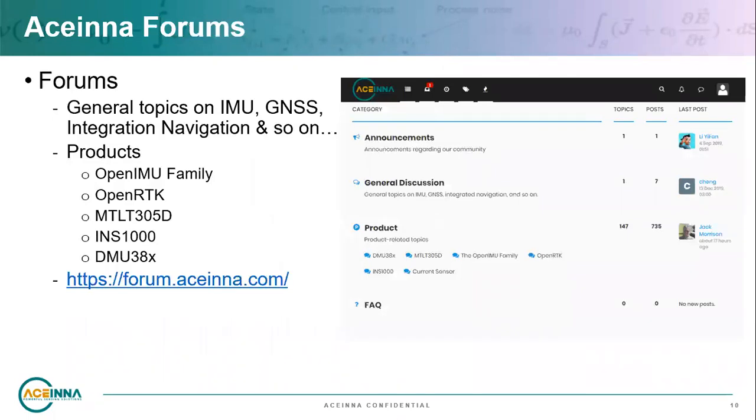Aceinna Forum. We have a great Aceinna Forum for the community, where you can discuss different topics, which include navigation or general topics in regards to GNSS receivers, inertial sensors, etc. If you have a particular question in regards to any particular product, you can pose that question over here, and we have a great technical support team who are very quick to answer any questions and get it solved. This is a great way that you can get in contact with our technical support team.